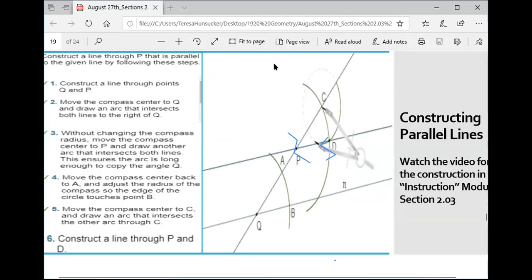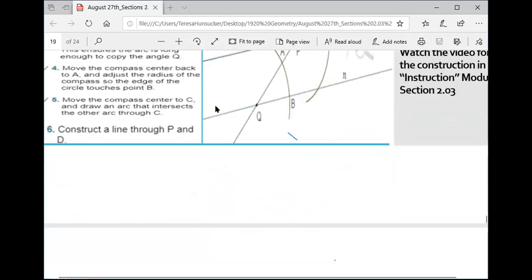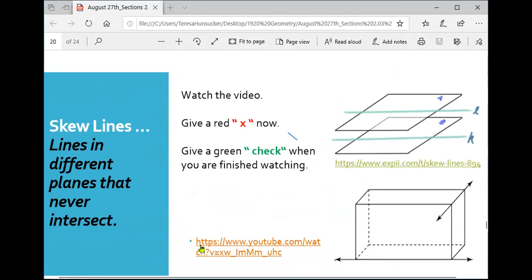All right, there is a construction. There is no better way for me to explain it than to have you watch it being done. And then there is a quiz question. And then one thing I do want to mention, I have a video on skew lines. Here it is. It kind of explains skew lines. Let me go ahead and put that in the chat, if you want to watch that.